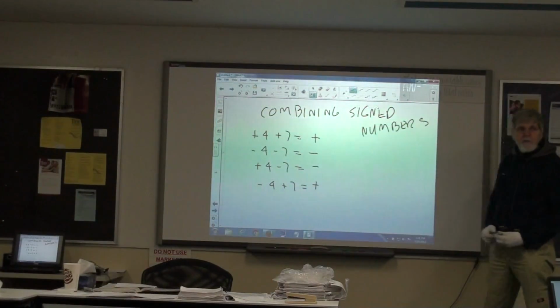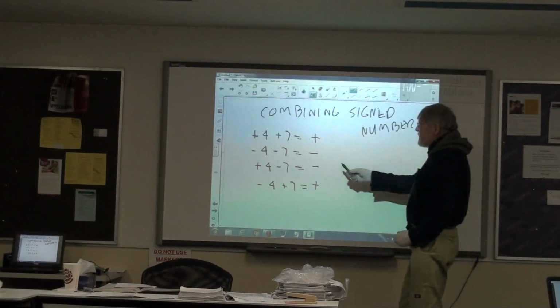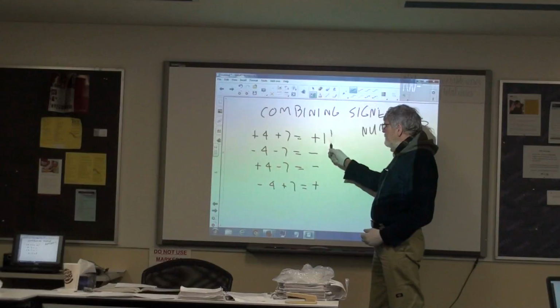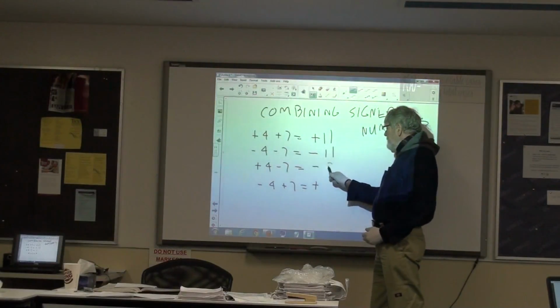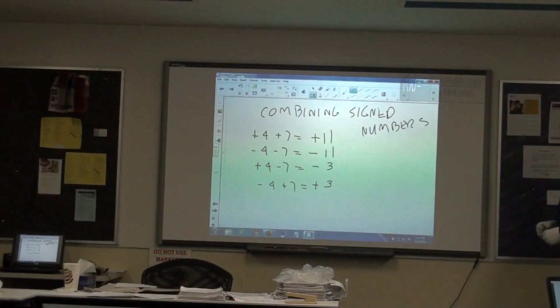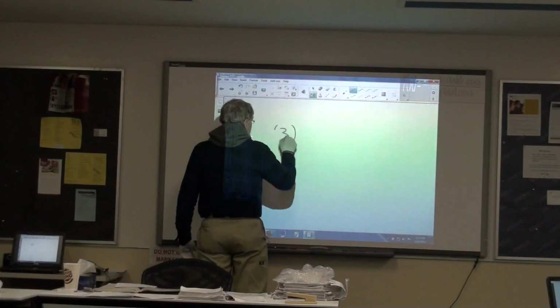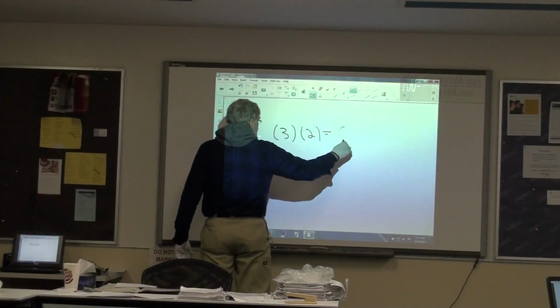So now we've ascertained the sign of the answer, now we find the magnitude of the answer. If the two numbers have the same sign, you add them. If the two numbers have different signs, you subtract them. So with these two steps, we can combine signed numbers. Now, if you already have a method for combining signed numbers and it works fine for you, just keep doing it. But if you make too many sign mistakes for your own satisfaction, then you might consider going into this method.